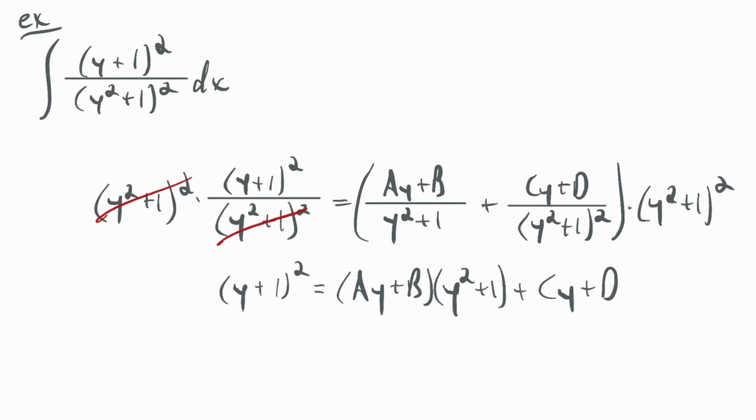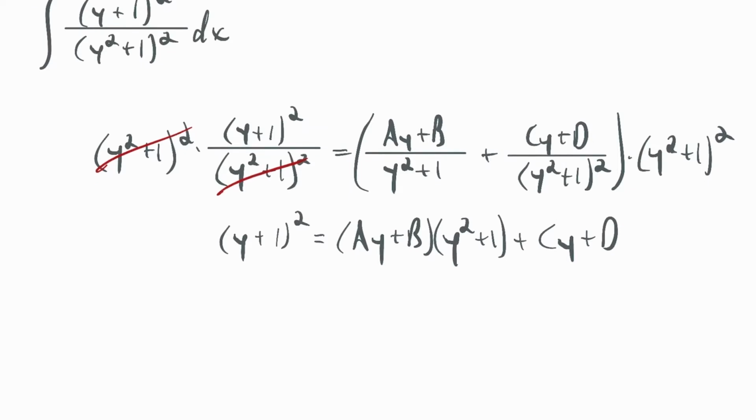Now, as before, this is a polynomial equation, and as far as y is concerned, this is not an equation to be solved. This is an identity. This is just true. Y could be any number. So that means if we distribute and combine like terms, then we can match up the coefficients on either side. So on the left, this foils easily. This is y squared plus 2y plus 1.